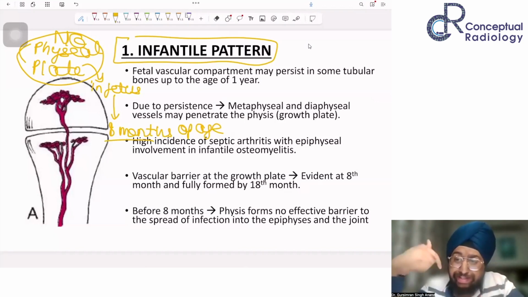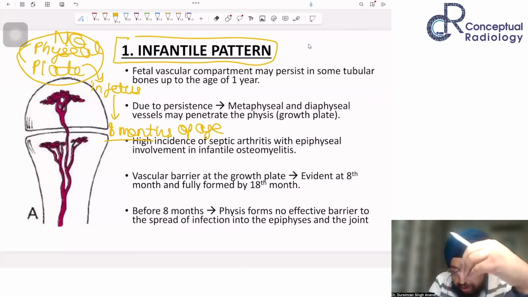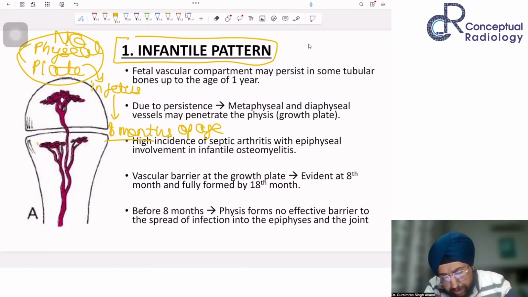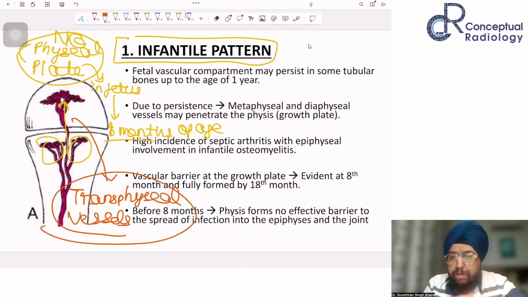The physeal plate starts to develop at the age of 8 months. Since there is no physeal plate present, what happens is that some of the metaphyseal and the diaphyseal vessels will traverse into the epiphysis. The vessels which traverse into the epiphysis are called transphyseal vessels.